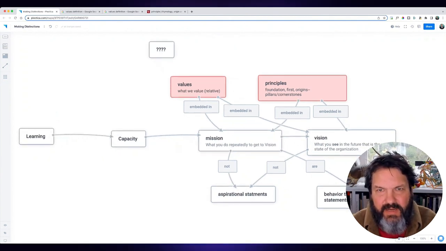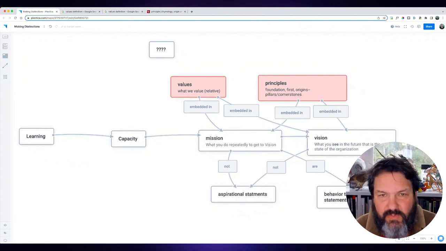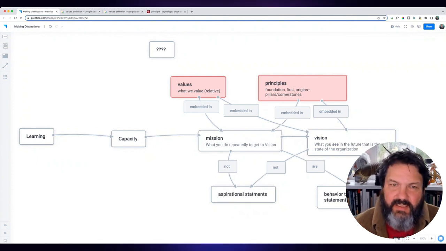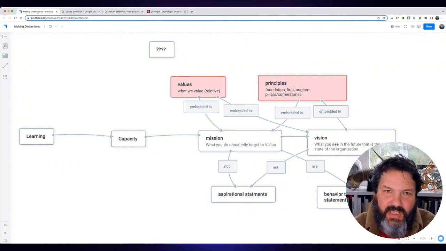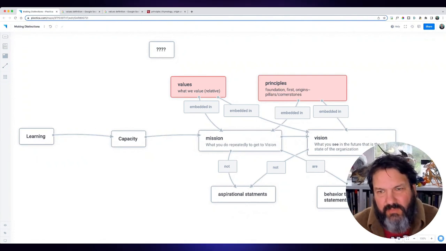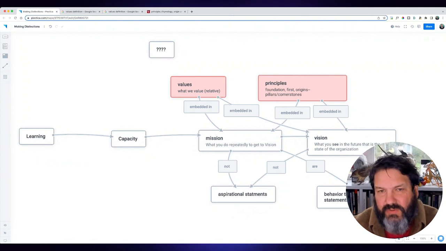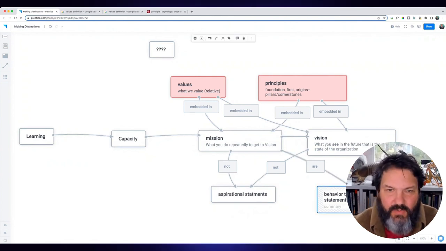So that's kind of how I would start to distinguish these things, and in particular, how the notion of values and principles, a lot of folks think that VMCL is sort of absent of values and principles. Nothing could be further from the truth. VMCL is very much built on values and principles, but they're embedded in the VMCL structures. And that allows us to have integrity as an organization.